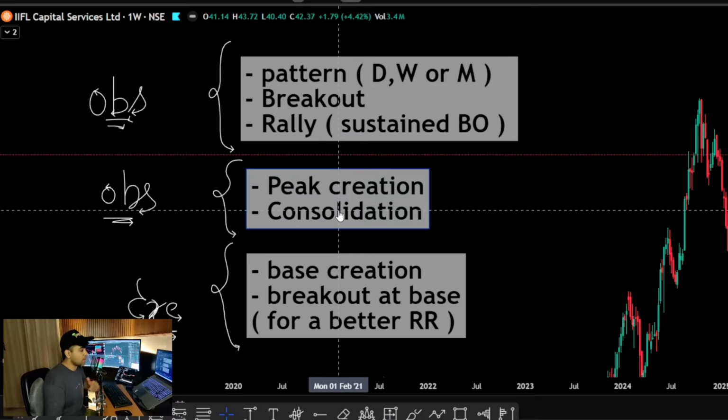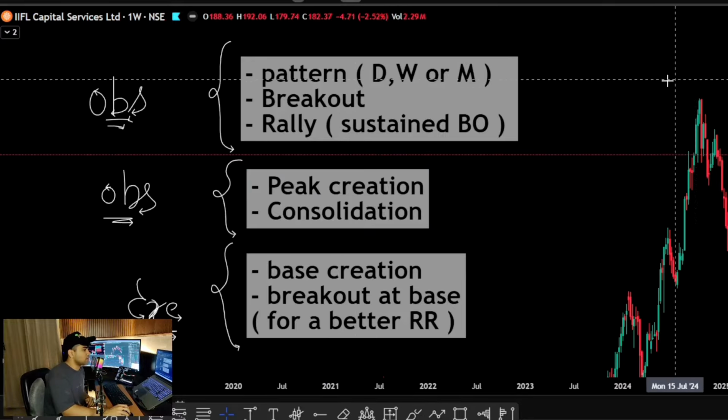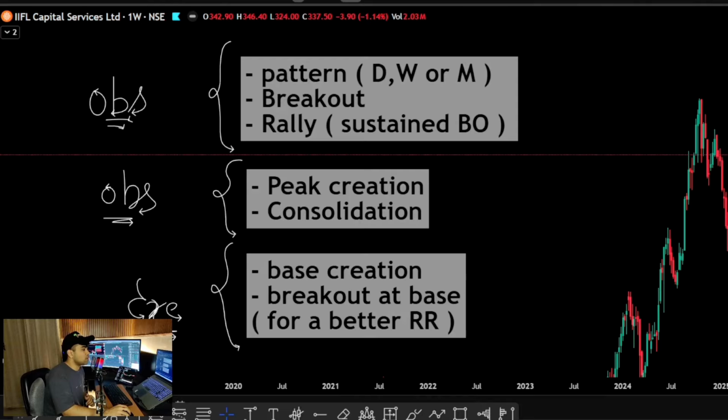It should be towards the downside. Lower lows and lower highs show you a better consolidation, which leads to a base creation at the bottom areas, and then the breakout at the base will give you a better risk reward opportunity at that area. That is the executional part of this whole process. Write this down, and we are going to apply this now on the rest of them.